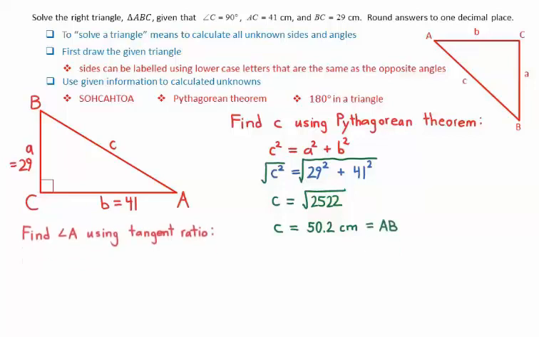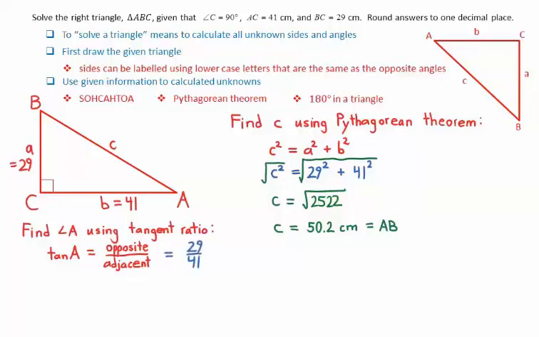We can then find angle A using the tangent ratio. Note that relative to angle A, side a is the opposite side, and side b is the adjacent side. Note then that tan A equals opposite over adjacent, which is equal then to 29 over 41. We can get angle A by taking the inverse tangent of 29 over 41. Substituting this into a calculator, we get angle A equals 35.3 degrees.